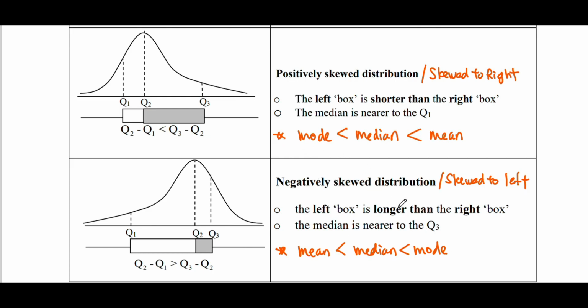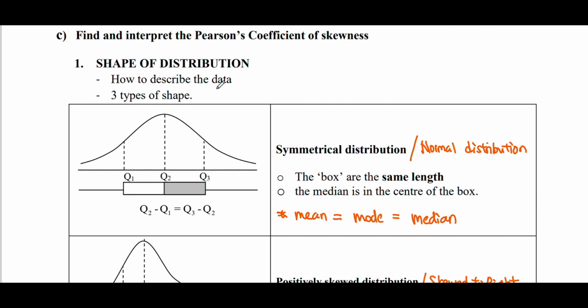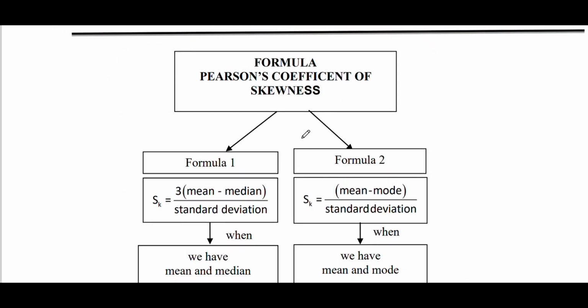So we have stem and leaf distribution. We can see the distribution from box and whisker, and we can see the distribution from mean, mode, median. So we have three options to analyze our data. Besides that, we also can come up with the Pearson coefficient of skewness.